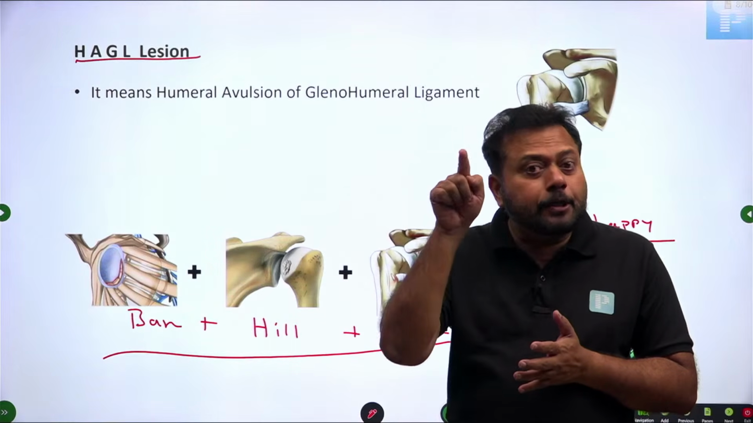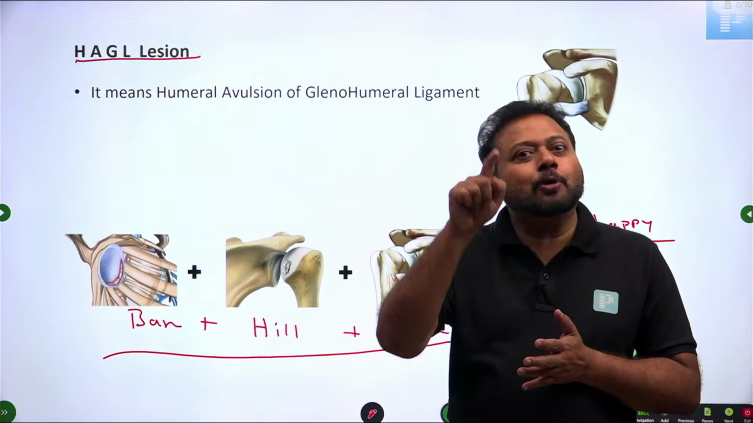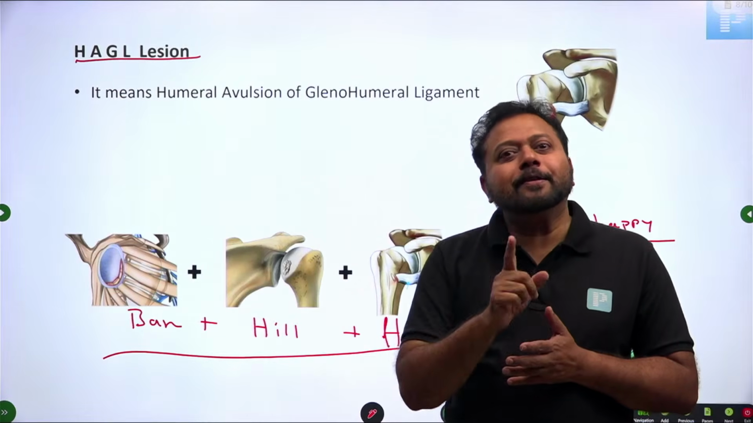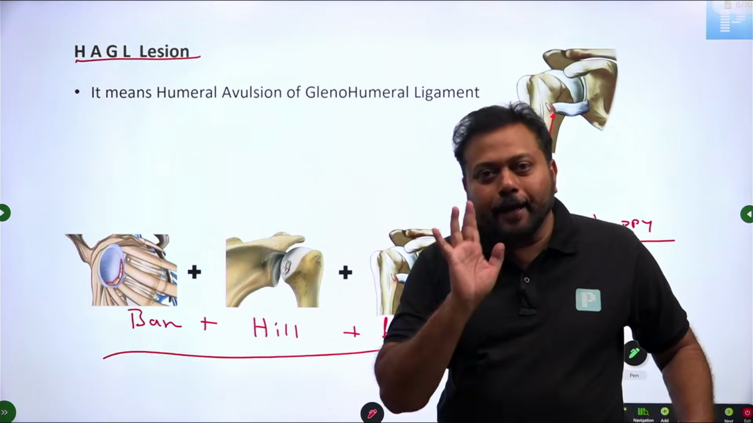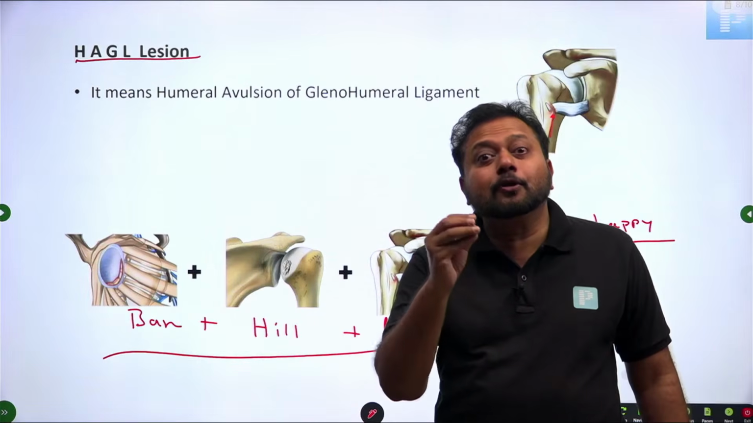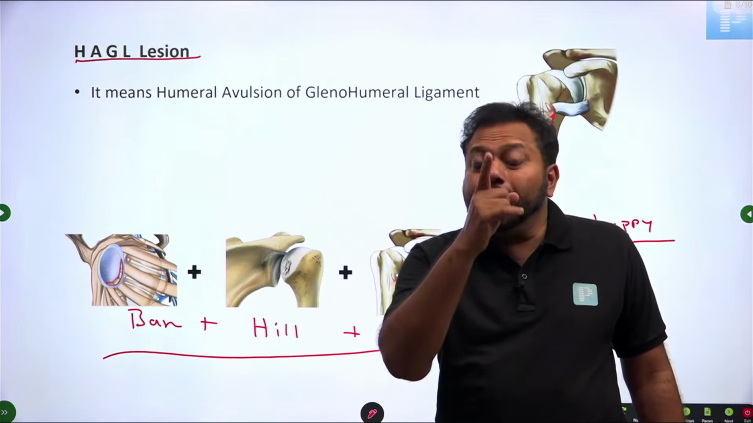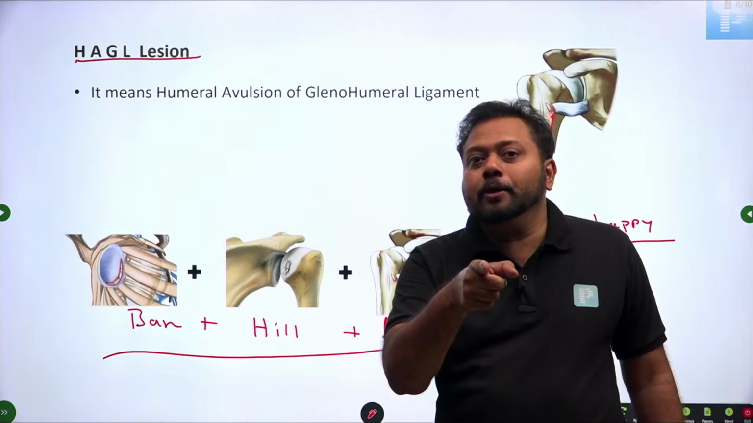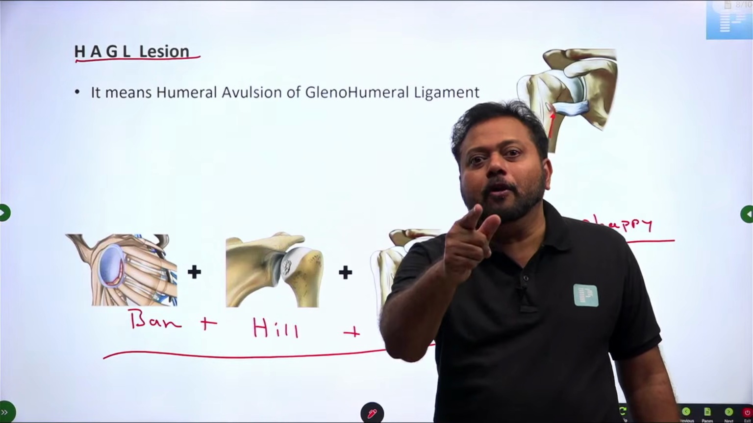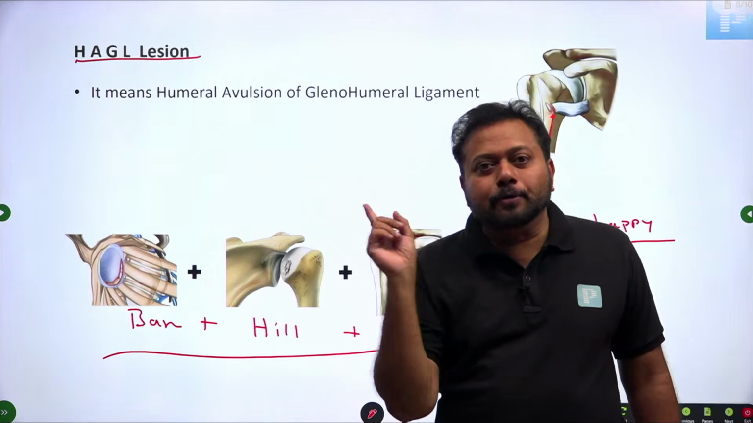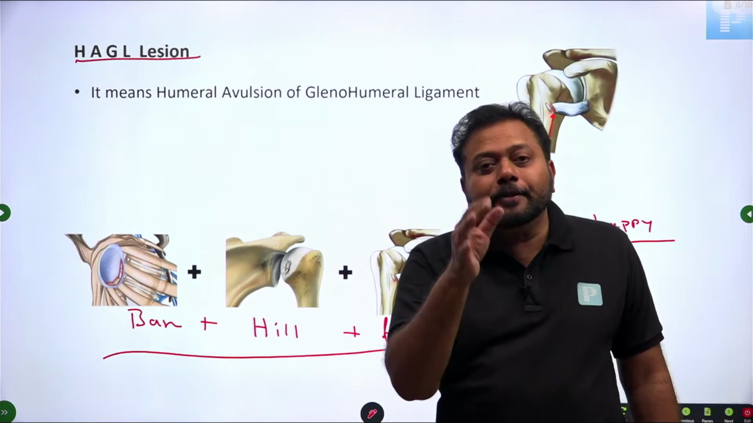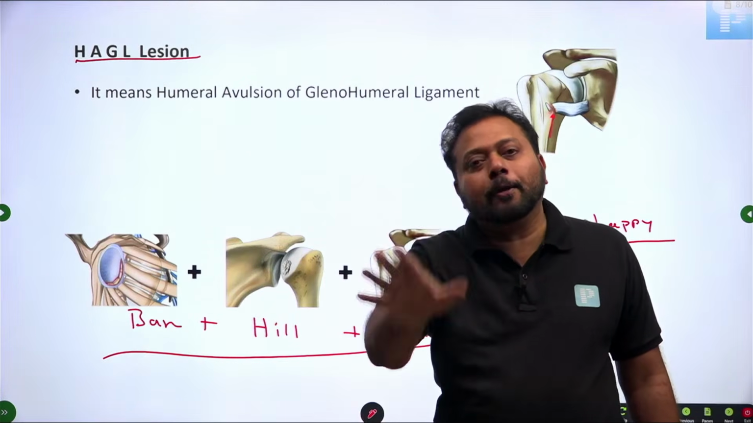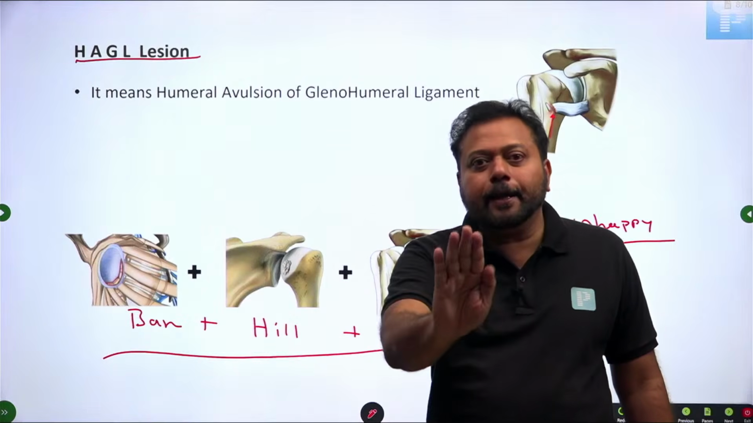Because when Bankhart's lesion is there, immediately you have to repair that. Otherwise, the joint will go for recurrent dislocation. So MRI, don't think it's a luxurious investigation. It is a very important, must-do investigation nowadays in case of shoulder dislocation, because the book says 85% of them will have Bankhart's lesion, which can be diagnosed only through MRI. So this is the take-home message.